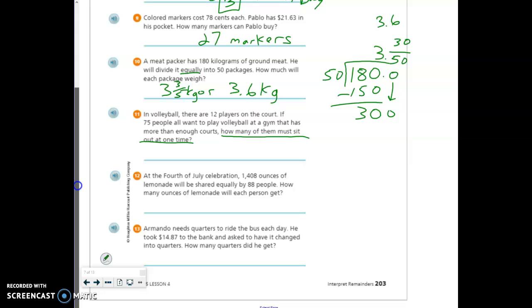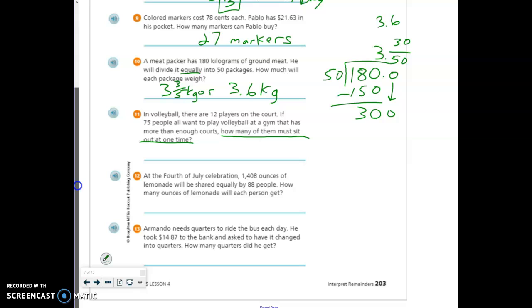Question 12, we again are looking for a question says, at the 4th of July celebration, 1,408 ounces of lemonade will be shared equally by 88 people. How many ounces of lemonade will each person get? Again, the key is equally. That means we need to either turn it into a fraction or a decimal.